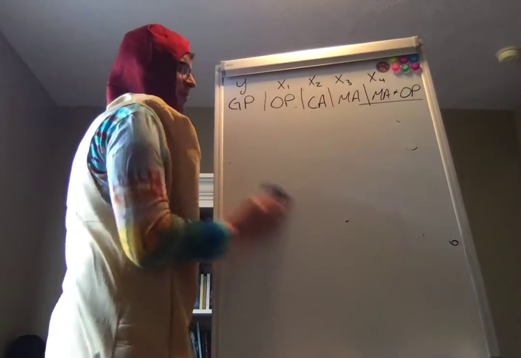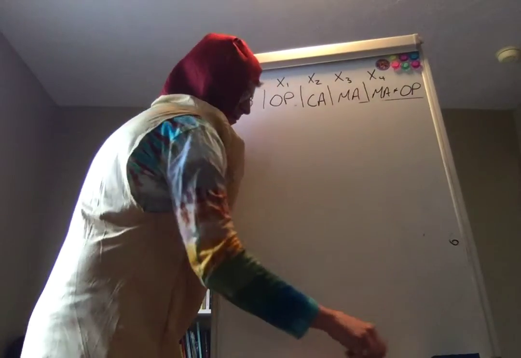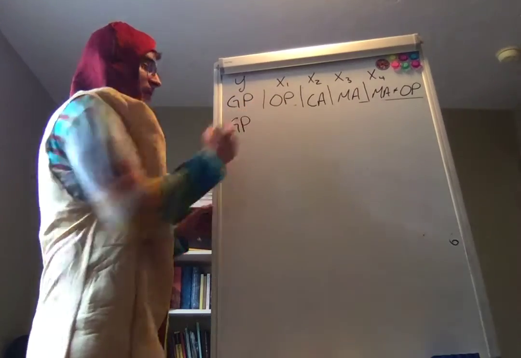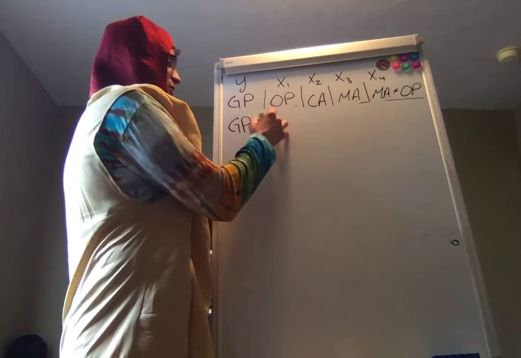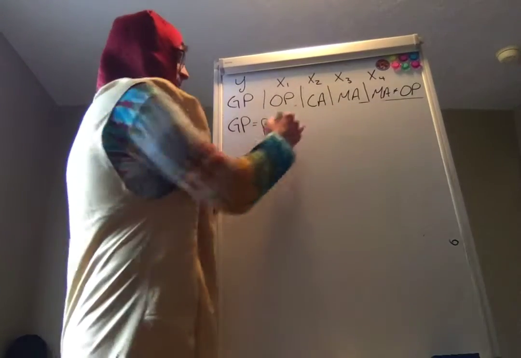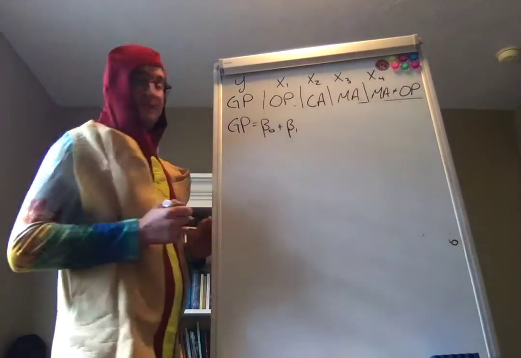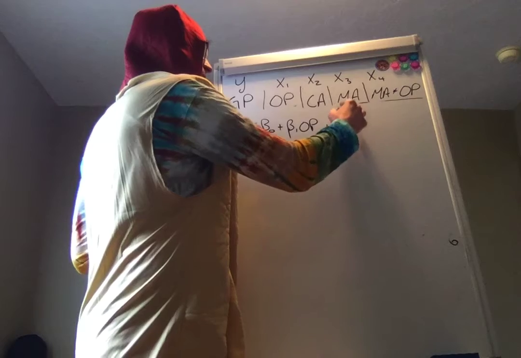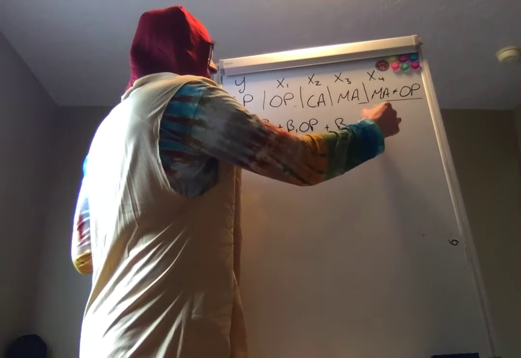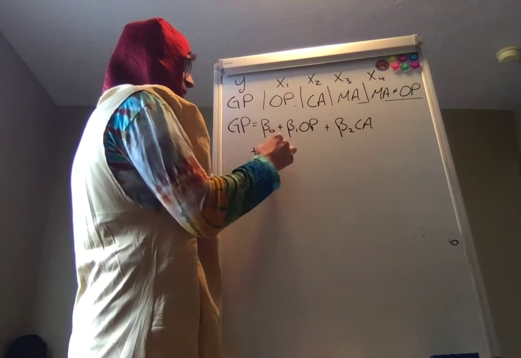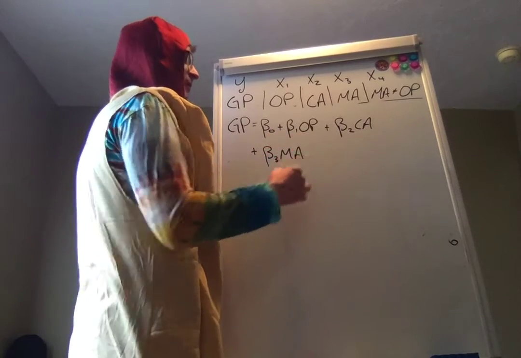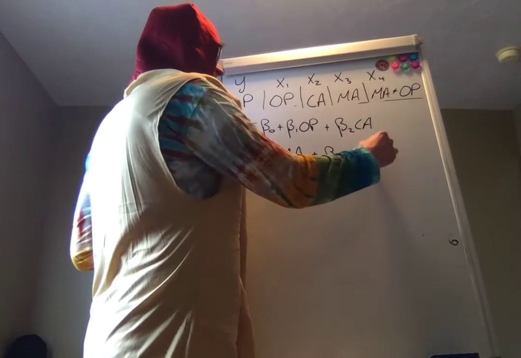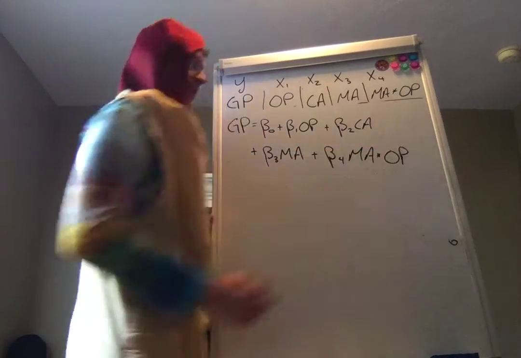So let's think about our population regression equation real quick. We're going to have our dependent variable, gas price, equal to an intercept, beta naught, plus beta 1 times our first independent variable, oil price, plus beta 2 times CA, plus beta 3 times MA, plus beta 4 times MA times oil price right here, okay?